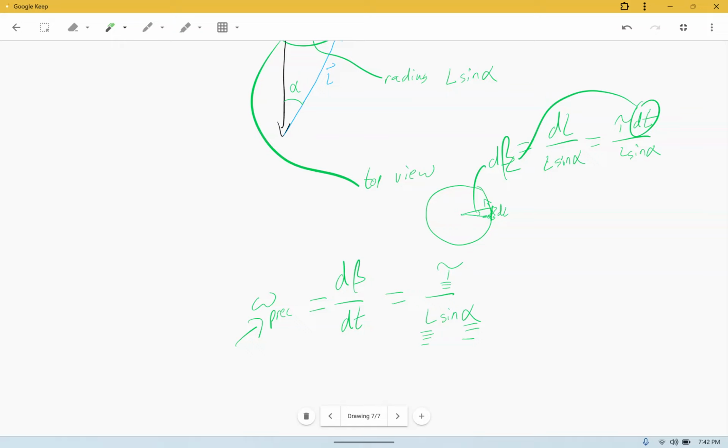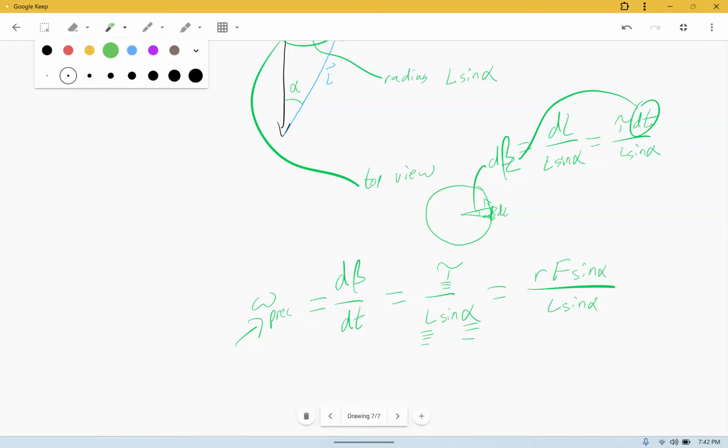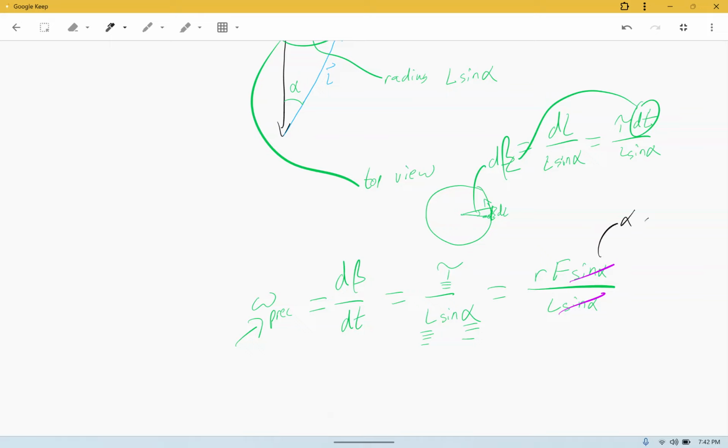So what's cool though is almost always tau is just r, and then the amount of force we're talking about, and guess what? Sine alpha. So it's r cross f. So it's really cool that the sine alphas cancel. And I say this to my students all the time, every time you cancel something in a physics problem, you have to be able to say physically what that means. It means that alpha doesn't matter.